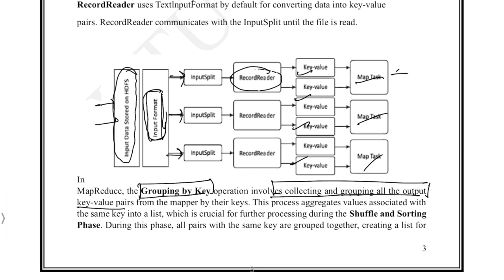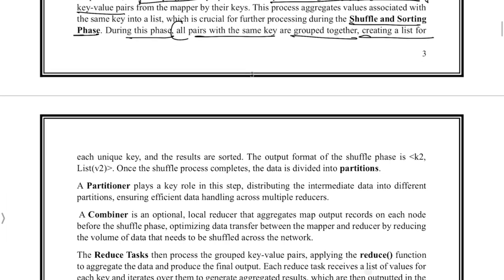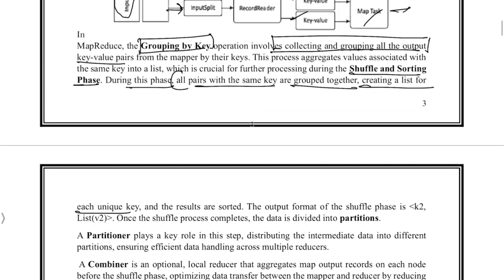That means here you can also apply the grouping function. What you're grouping is nothing but the keys. This process is crucial during the shuffle and sorting phase. During this phase, all the pairs with the same key are grouped together. That means if similar keys are present, you're grouping them together and creating a list with each unique key. A unique key will be generated and the results will be sorted.